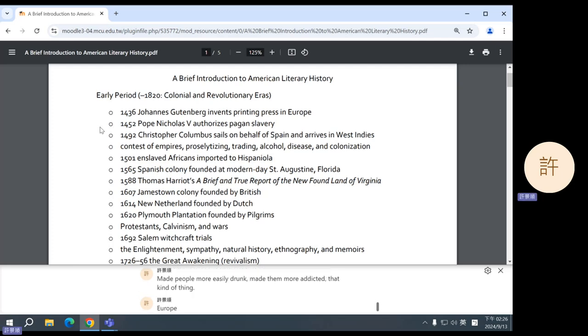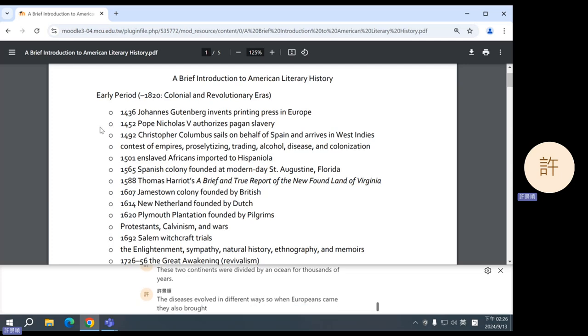Europeans also brought diseases, right? These two continents were divided by an ocean for thousands of years. The diseases evolved in different ways. So when Europeans came, they also brought new diseases like smallpox.